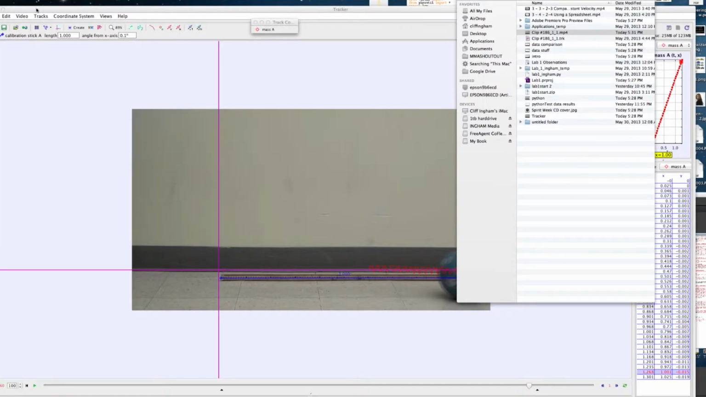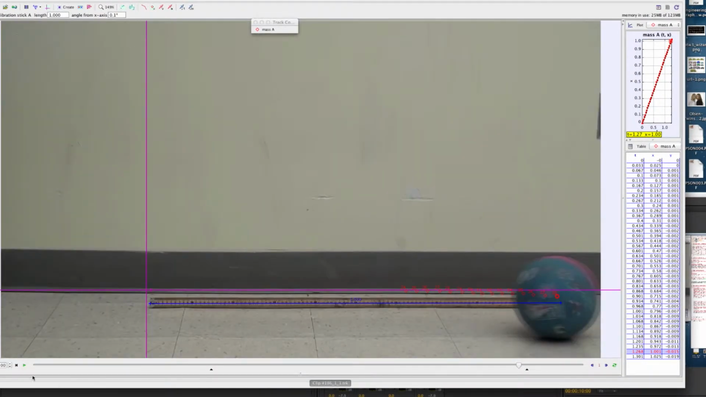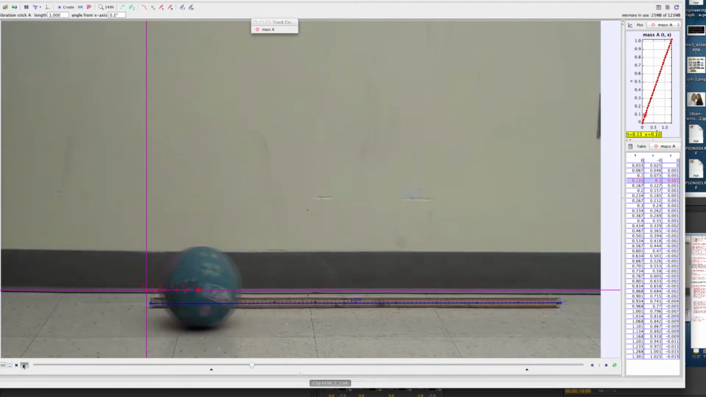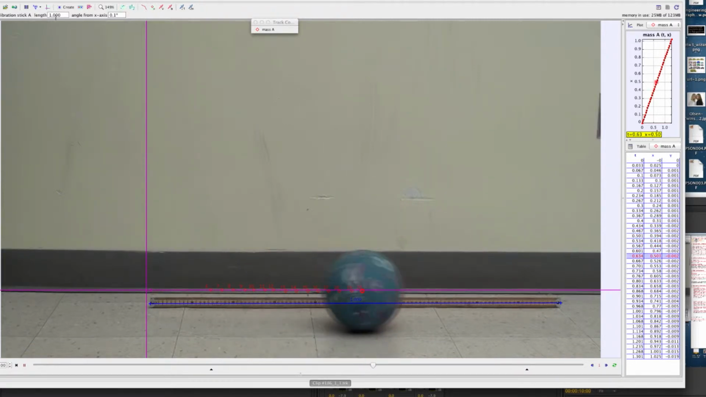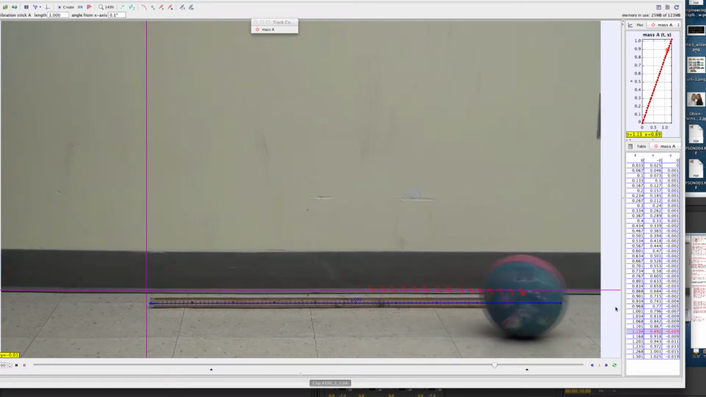Right, so we're inside of Tracker. We tracked it, and here's what we came up with. So we tracked our ball. We made some choices: we calibrated our calibration stick to a distance of 1 for 1 meter, and we tracked using the center mass of our ball along the y-axis.